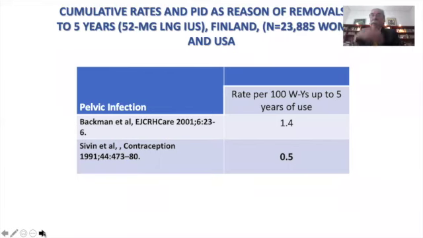And this is the rate of PID as a reason for removal, up to 5 years for the levonorgestrel IUS in Finland and United States. You can see 1.4 from Bachman from Finland and 0.5 from Irving Simmons from United States. The next one.